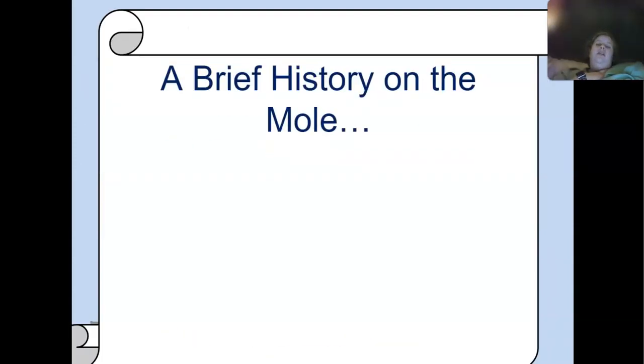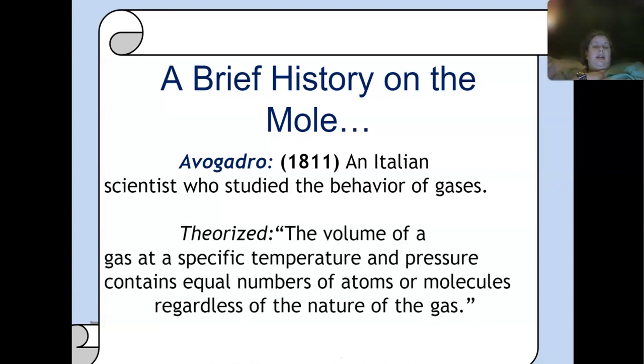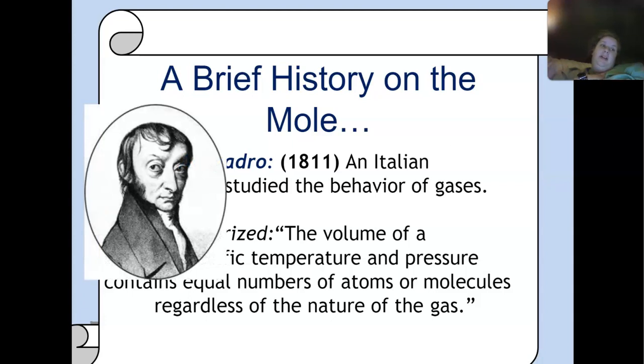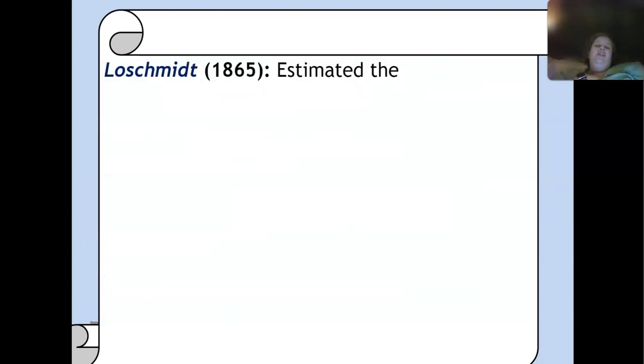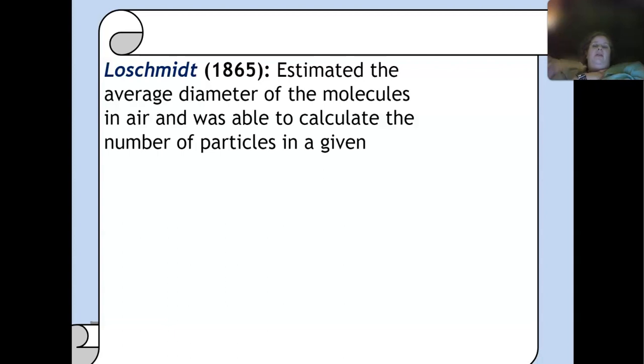Alright, so we're going to first talk about the brief history of the mole. We're going to talk about a man called Avogadro, an Italian scientist who studied the behavior of gas. He theorized that a volume of gas at a specific temperature and pressure contains equal numbers of atoms or molecules, regardless of the nature of the gas. This is what he looks like, apparently. There are 3 more. We have Loschmidt, who estimated the average diameter of a molecule in the air and was able to calculate the number of particles in a given volume of gas.